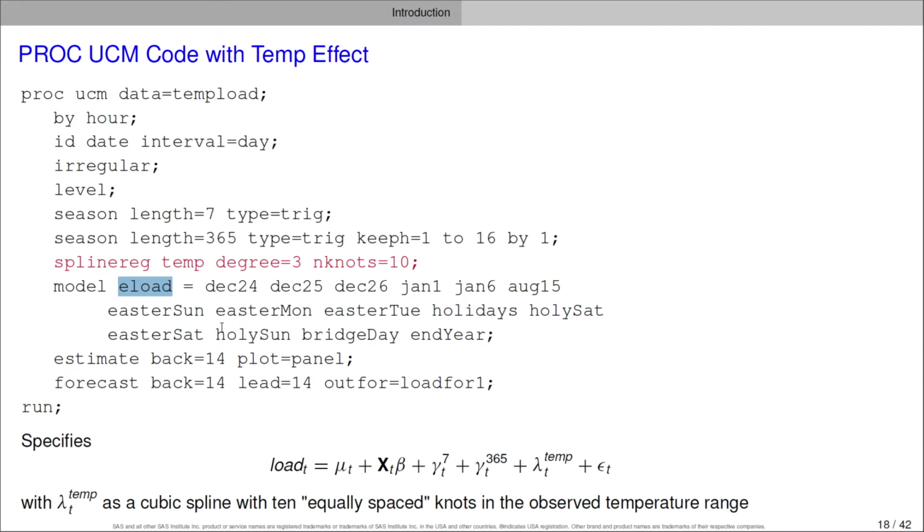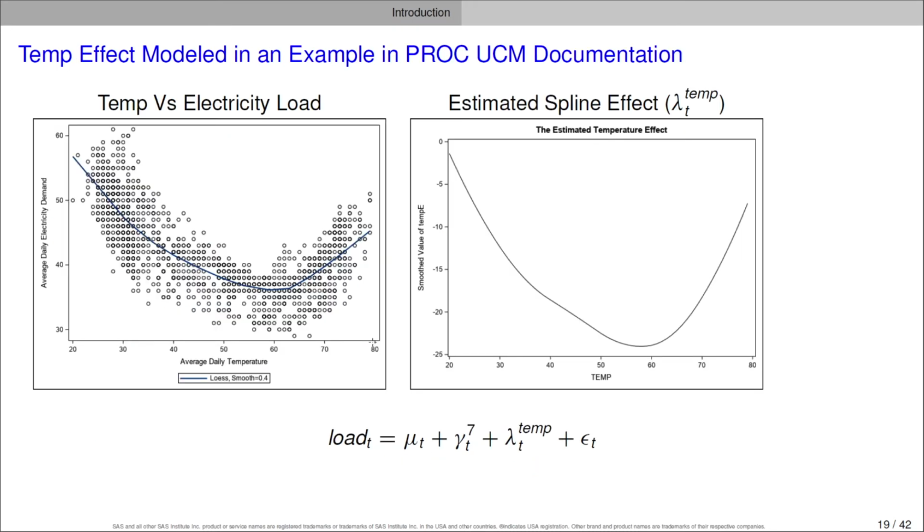DEGREE equals 3 says that we want a cubic spline with 10 evenly spread knots in the observed temperature range seen in the dataset. So this statement creates an appropriate spline term which will add a nonlinear temperature effect to our load model. Even though we don't have the temperature data for the case study, an example in the UCM documentation illustrates a similar analysis on a different electricity demand dataset that does have temperature information.